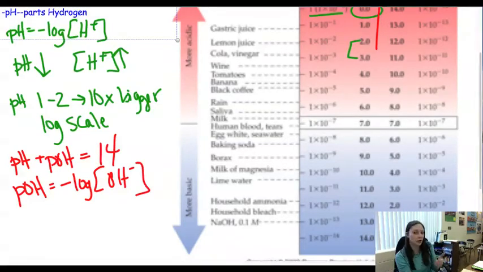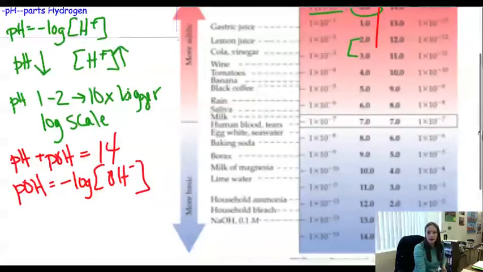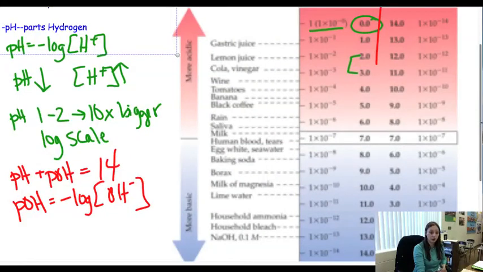So if you know any one of these 4 things, you can figure out the other. Again, we look at a more basic solution being something like sodium hydroxide or ammonia or bleach. We look at a more acidic solution being something like your stomach acid or pop or wine or bananas or coffee. Those are all very acidic.